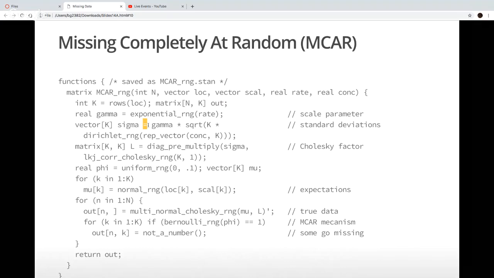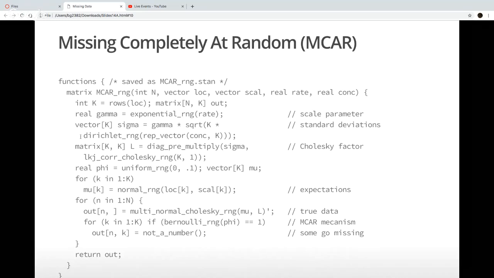So if we just read it from outside in, or inside out, we're going to draw from a Dirichlet. So that is going to be a simplex. What are the shape parameters for that Dirichlet? Well, I just copied my concentration parameter k times. So we get this simplex that is drawn from a Dirichlet. And then we're going to think of that simplex as the proportion of variance that each of the k variables that we're generating has out of the total.